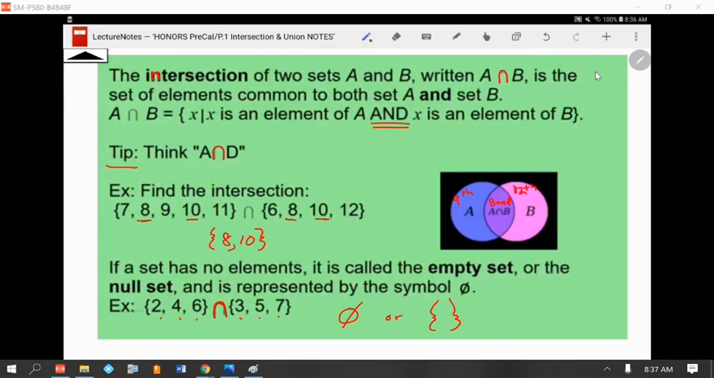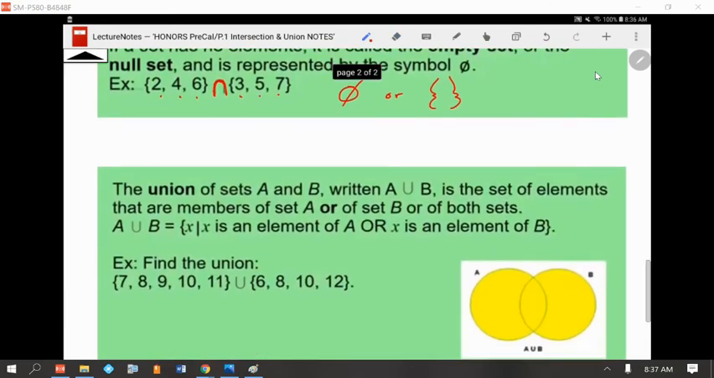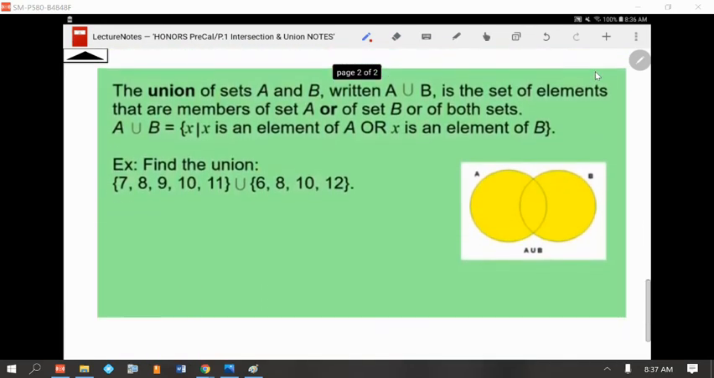That means there is no answer. So then the last thing is the union of sets A and B, which is written with a big U. Think about the word union. Union starts with a U, right? The union of A and B is everything in set A and everything in set B all put together in one. Notice the Venn diagram here, it's all highlighted yellow.